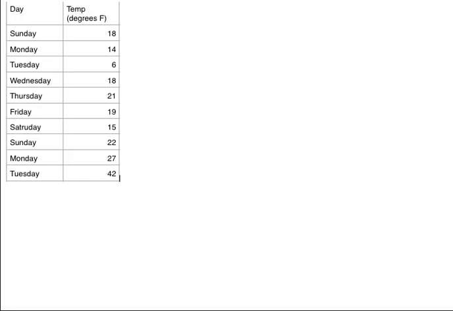We're going to order our data from smallest to largest. So again, we've got 6, 14, 15, two 18s, 19, 21, 22, 27, and 42. Okay, I'm going to put little commas between here because my numbers kind of ran close together.